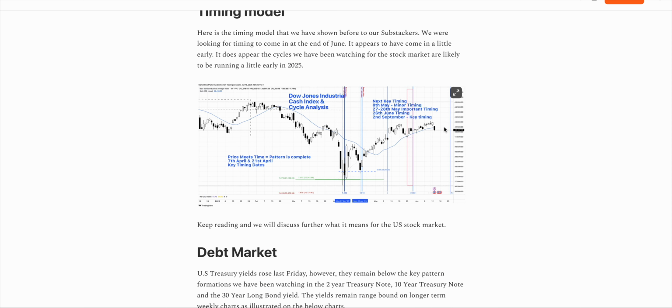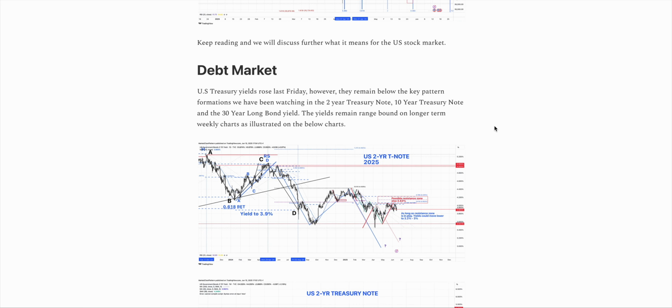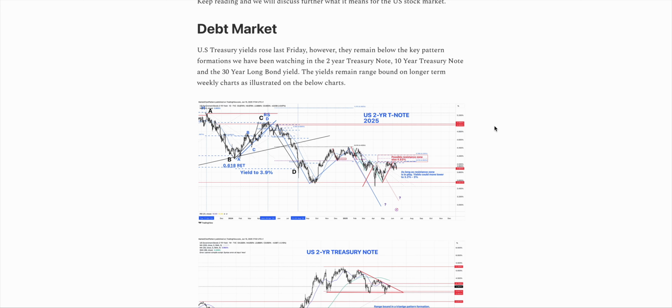I might actually stop sharing the timing model frequently because some of this is just really uncanny. So here I think I'll just share more of it on the Substack.